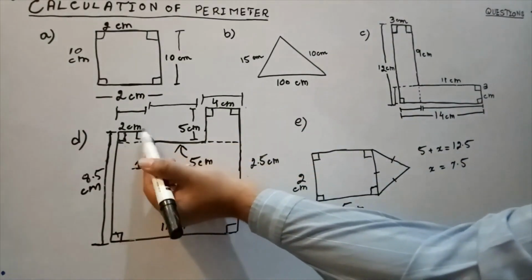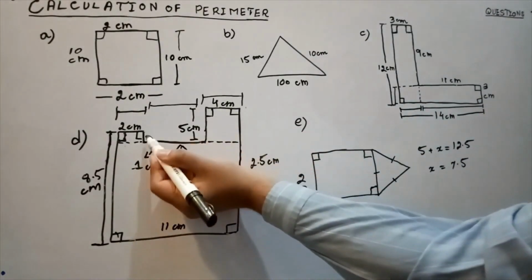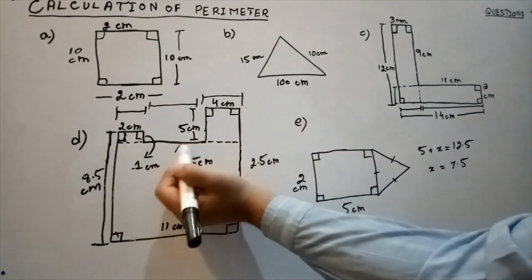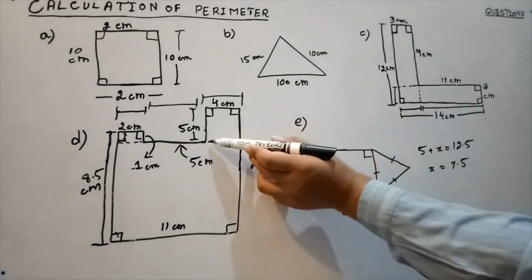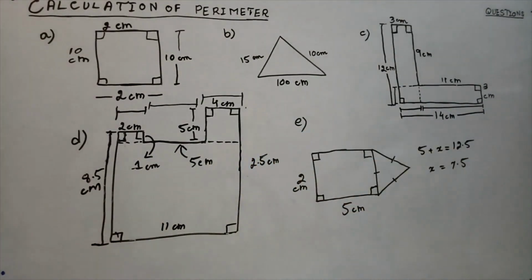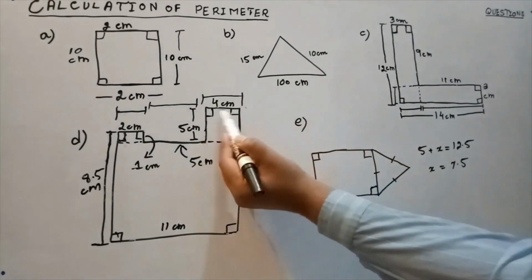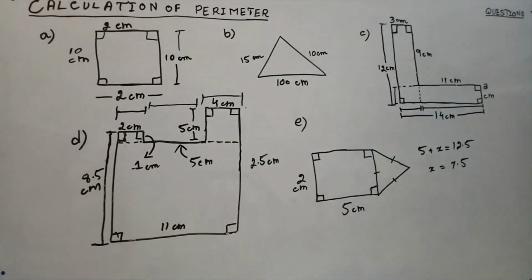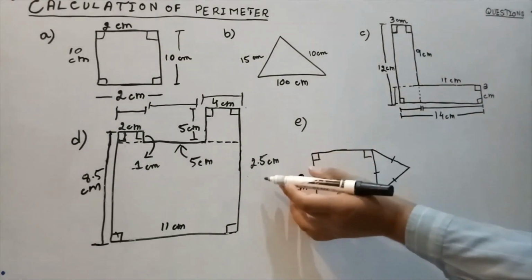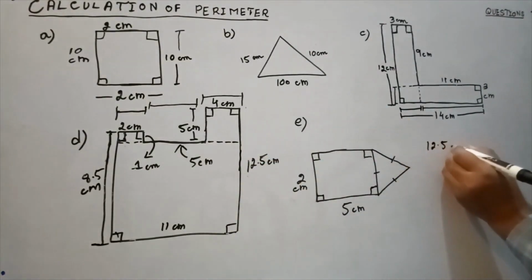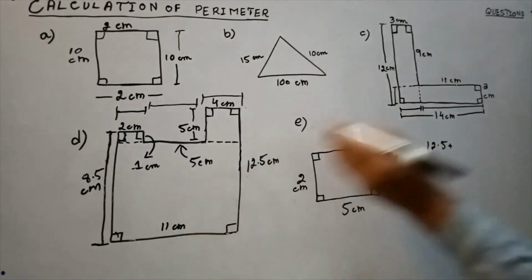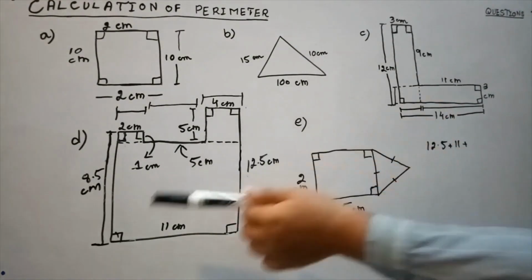From here to here, this length is 2 centimeters, this length is 1 centimeter, this length from here to here is 5 centimeters, and this one is 5 centimeters. And this one is 4 centimeters. So we have found all the lengths here. So let's add all the lengths, so I will get the perimeter of this. Start from this. Here we have 12.5 plus 11 plus now this one.